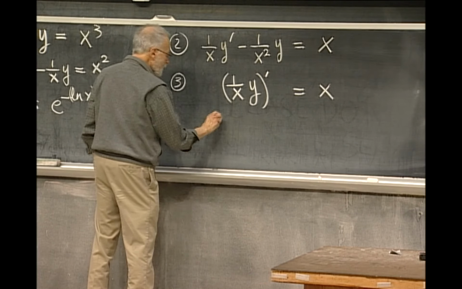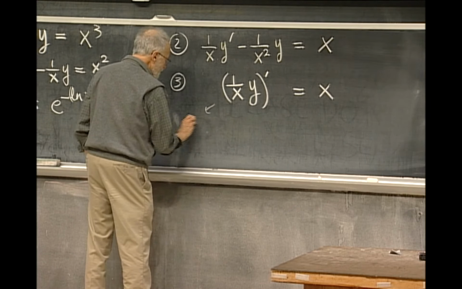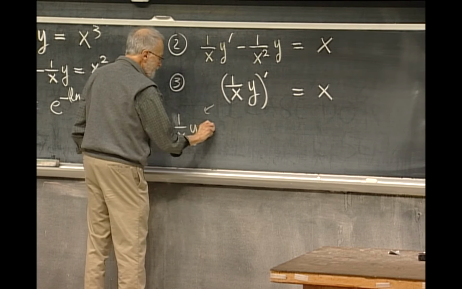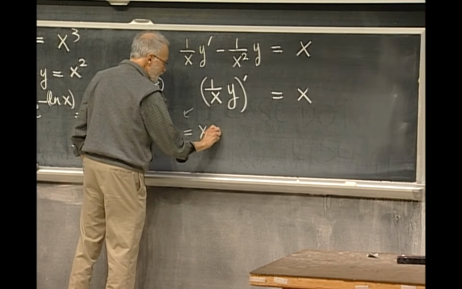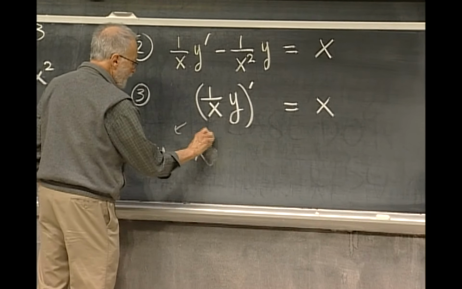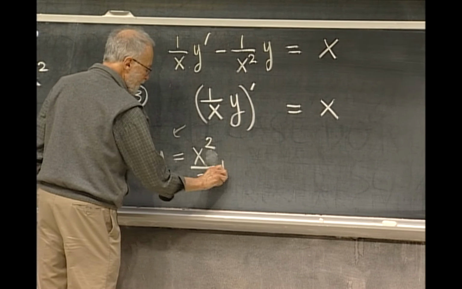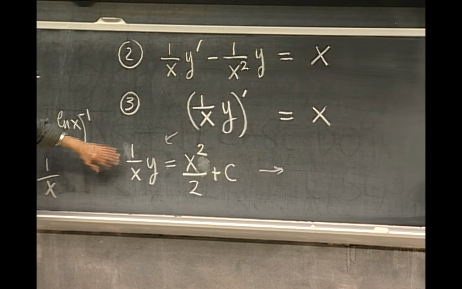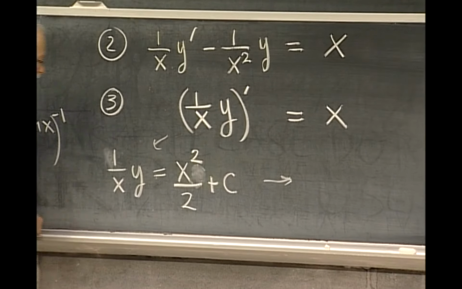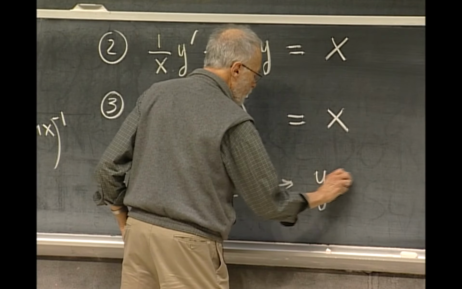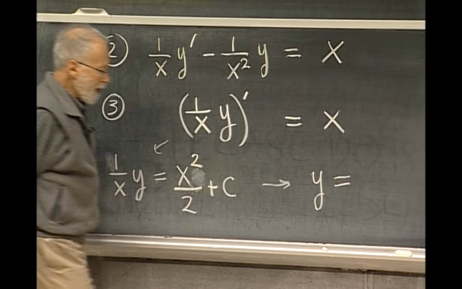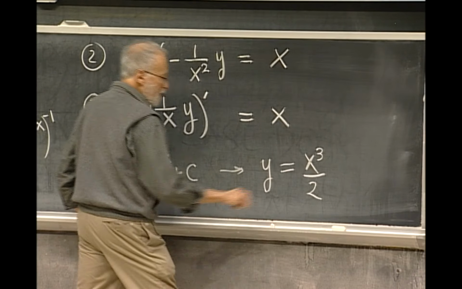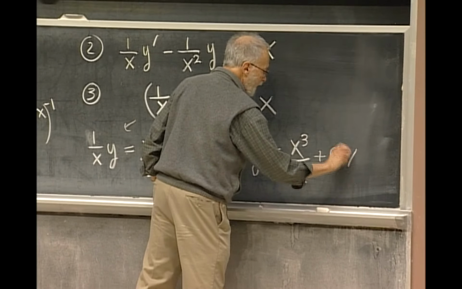And now finally, that's step 3a. Continue, do the integration. So you're going to get 1 over x times y is equal to x squared over 2 plus a constant. And the final step will be to isolate y by itself. So y will be equal to, multiplying through by x, x cubed over 2 plus c times x. And that's the solution.